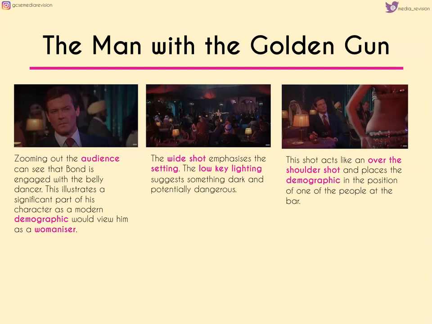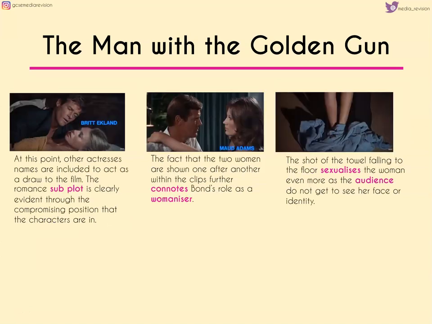We then have a wide shot emphasising the setting. We've got a lot of low-key lighting and reds here, which again suggests something very dark, potentially dangerous, and acts as a warning. Before having an over-the-shoulder shot, it places the demographic, or us, in the position of one of the people sitting at the bar at one of the tables, so it makes us feel like we're involved and like we're actually there.